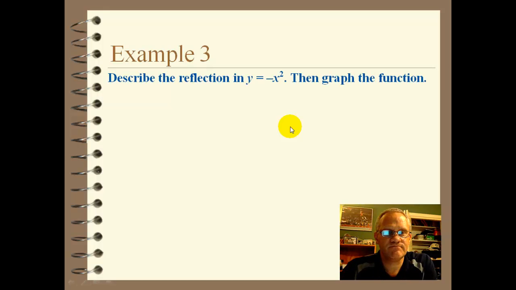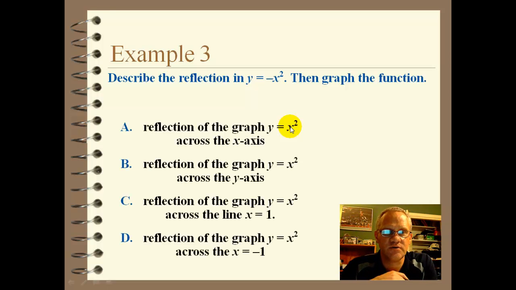Okay, this time we have a quadratic function, and we want to talk about the reflection here, and I think I have multiple choice here, so I'm going to go ahead and hit it. So what happens here? What's different? All we've got that's different is this negative out front, right? So it's going to reflect it. We know it's not going to reflect it across x equals 1 or x equals -1. Just forget about those. It's either going to be A or B. So does it reflect it across x or y?